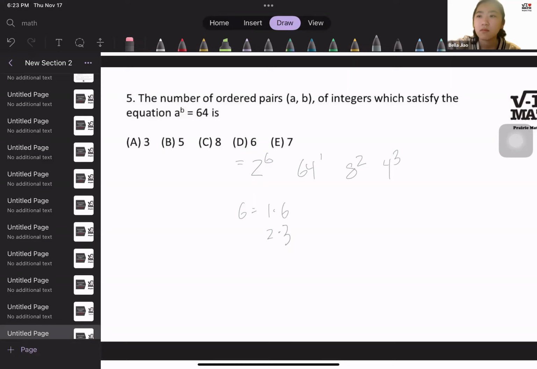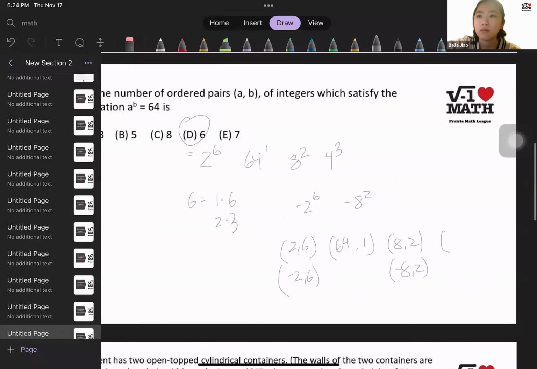But then a or b can also be negative. So we see that it could be negative 2 to the power 6, because a negative integer to an even power would still be positive, right? Or we can have negative 8 to the power of 2, but unfortunately those are the only two even exponents here. So the actual amount of ordered pairs is 6, because it could be 2, 6, negative 2, 6, 64, 1, 8, 2, negative 8, 2, or 4, 3.